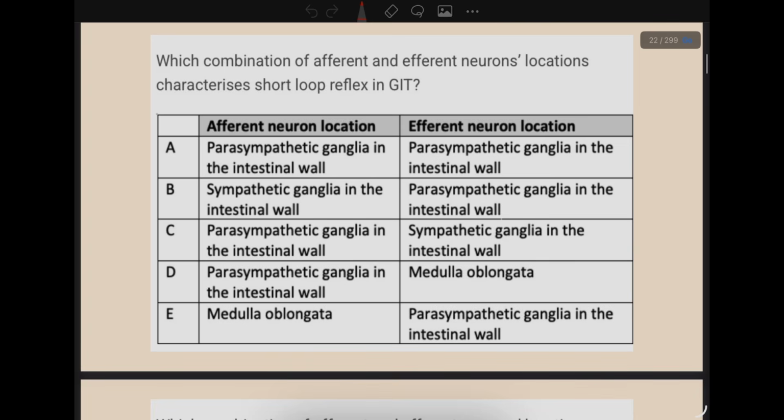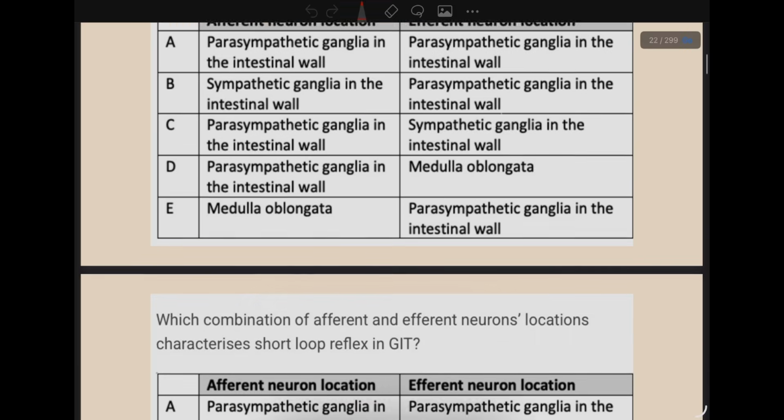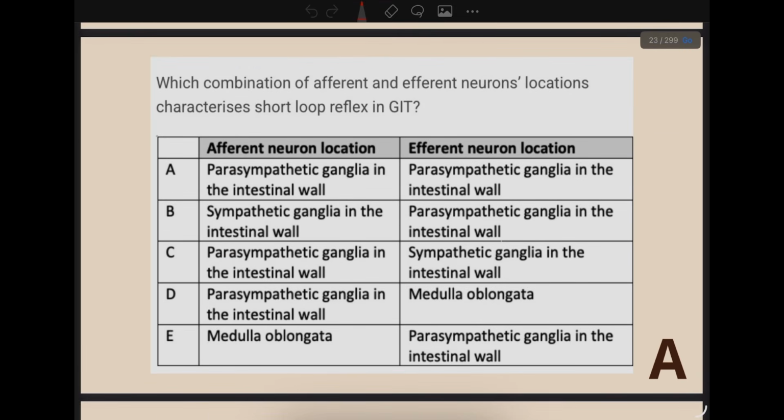So, which combination of afferent and efferent neuron locations characterizes short loop reflex in the GIT? Short loop means that we are where? Okay? Short loop means we are inside the wall, so only the plexuses themselves. And it's going to be A, parasympathetic ganglia in the intestinal wall, and also parasympathetic ganglia in the intestinal wall. Why? Because we said that the enteric nervous system is considered to be the postganglionic parasympathetic, if you remember. So these neurons are found where? In the parasympathetic ganglia itself. Okay? And whether it was afferent or efferent, the sensory or the motor neuron, they are all within the GIT wall. Why? We said it's what? Short loop reflex.